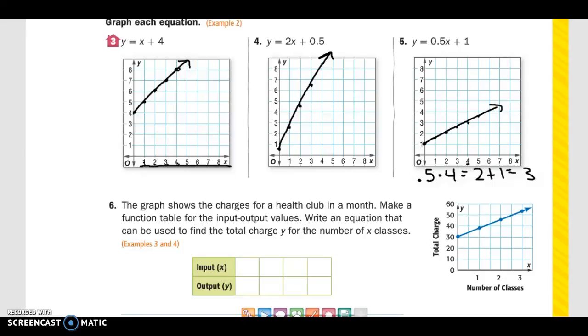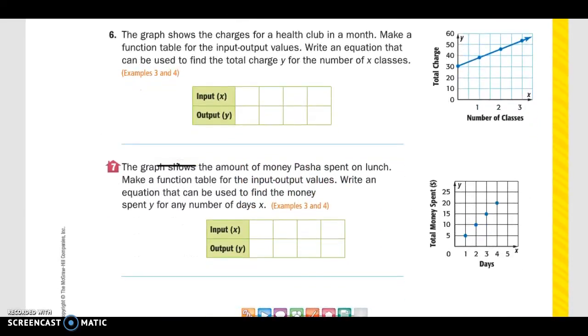Let's take a look at number 6. The graph shows the charges for a health club in a month. Make a function table for the input-output values. That just means we're looking at the input and output. Write an equation that can be used to find the total charge y for the number of x classes. So we're filling in the function table and we're writing an equation.